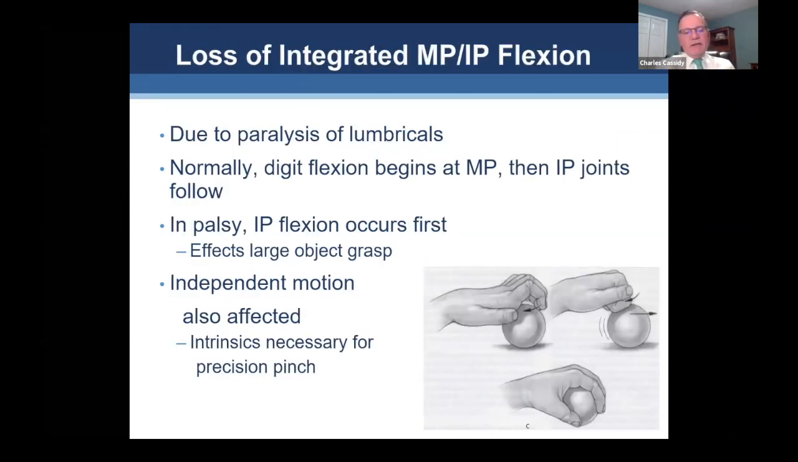So this is from Smith, some elegant stuff from him, including an article and a video. Loss of integrated MP and IP flexion is due to paralysis of the lumbricals. Normal digital flexion begins at the MP joint, and he makes the illustration about putting your hand around a ball. In a palsy, the IP flexion occurs first, and it actually can push that object away.